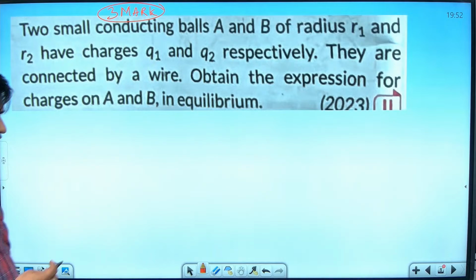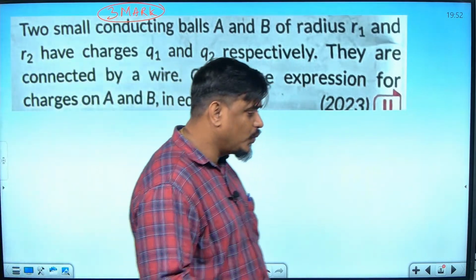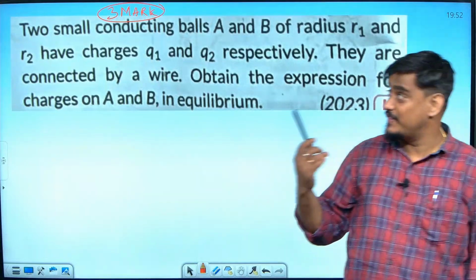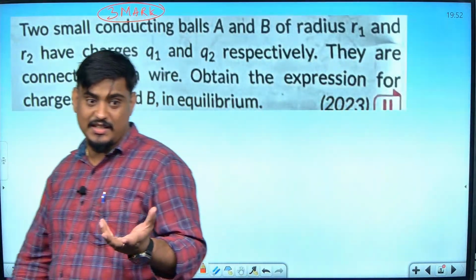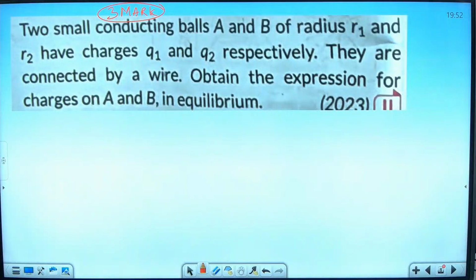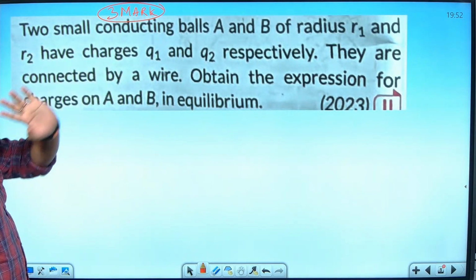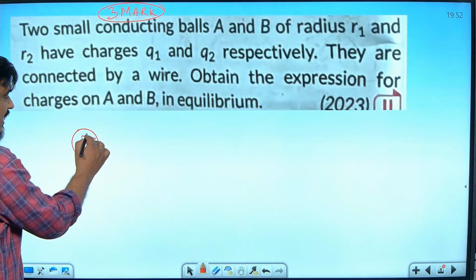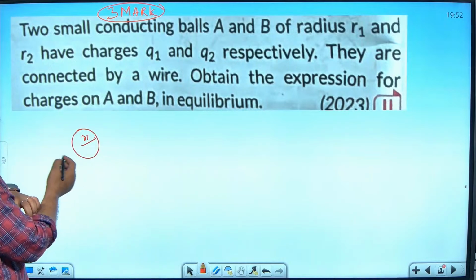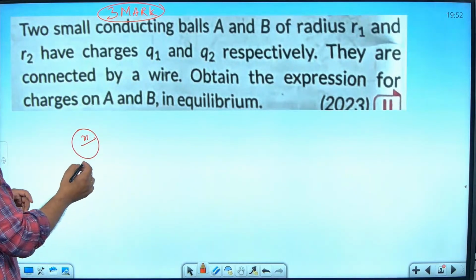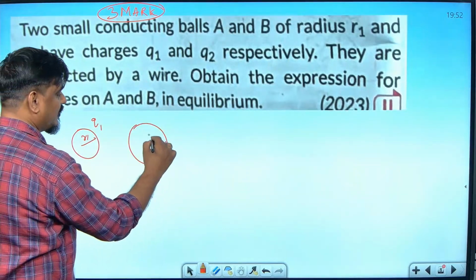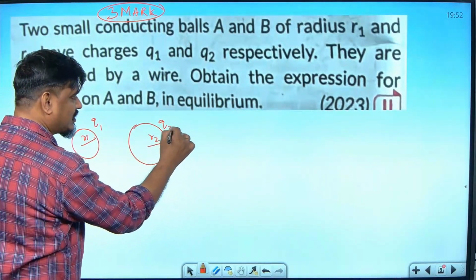Moreover, they have not mentioned very clearly that Q1 and Q2 are the charge on the surface. In the previous question, they gave a spherical shell. Here, they have not mentioned anything about a spherical shell. They just told that two small conducting balls. So, one ball is there whose radius is R1 having a charge of Q1. And there is another ball having radius R2 having charge Q2.